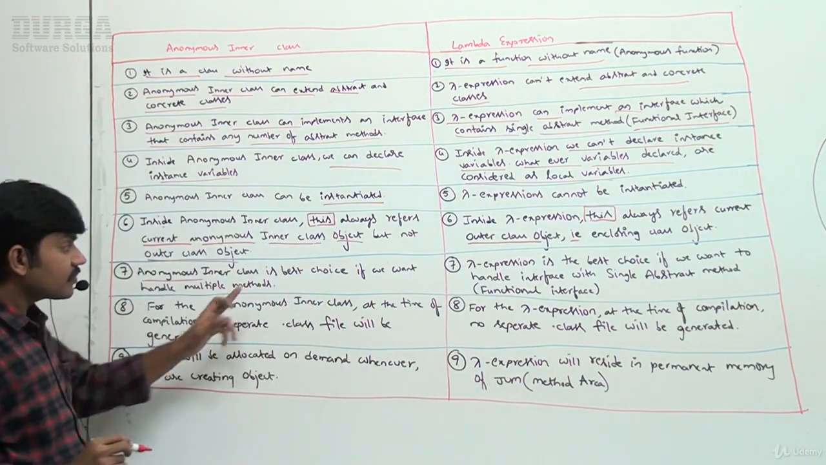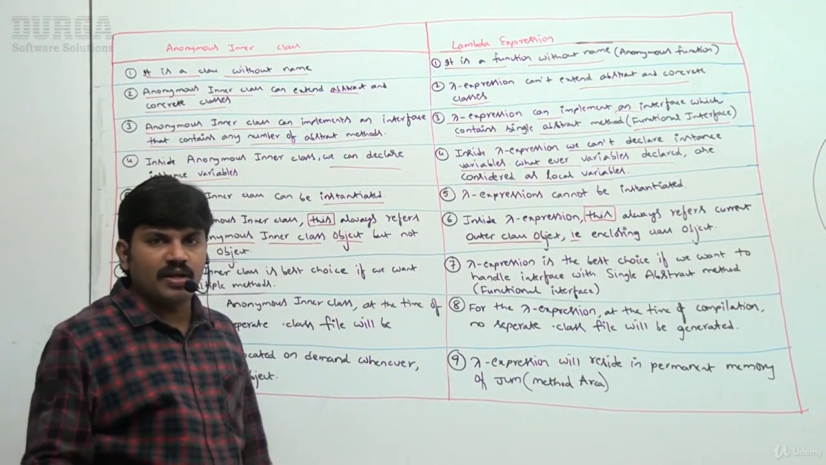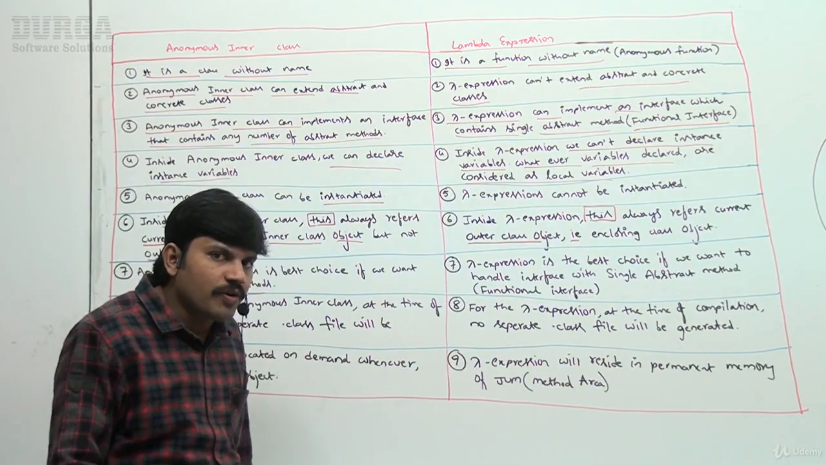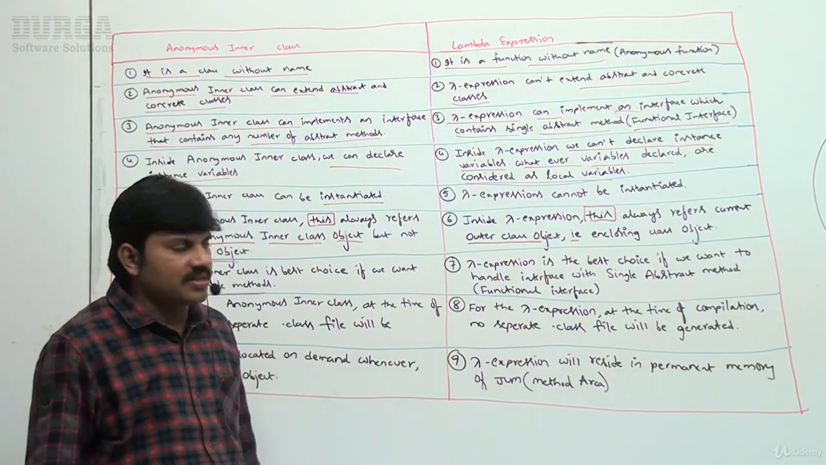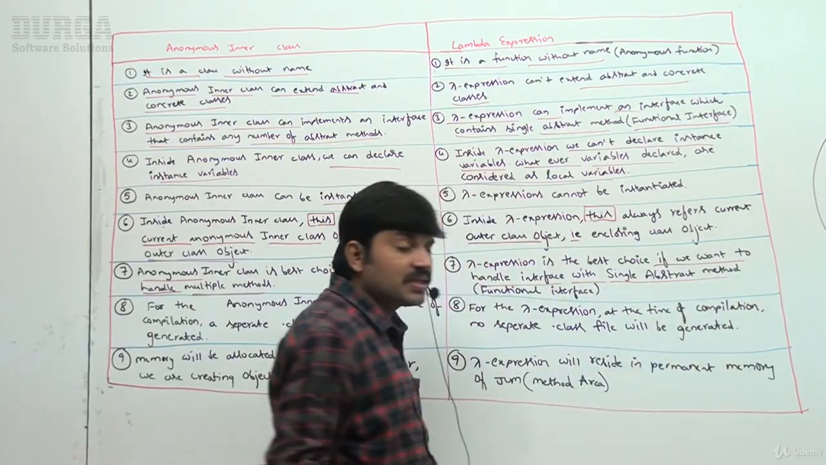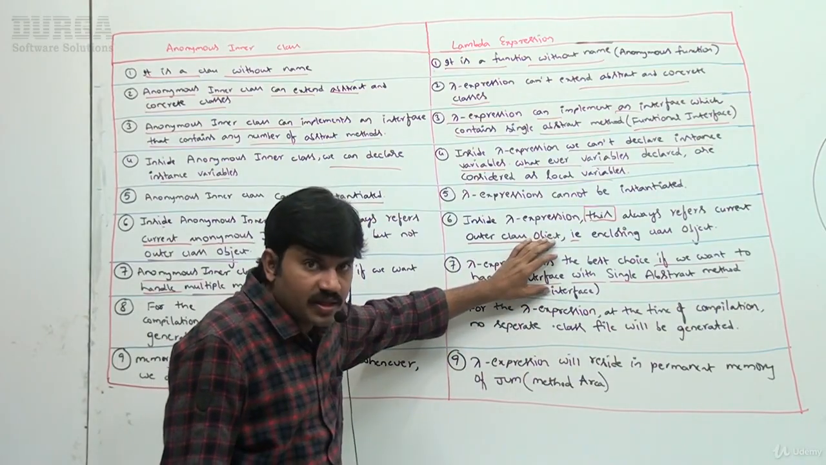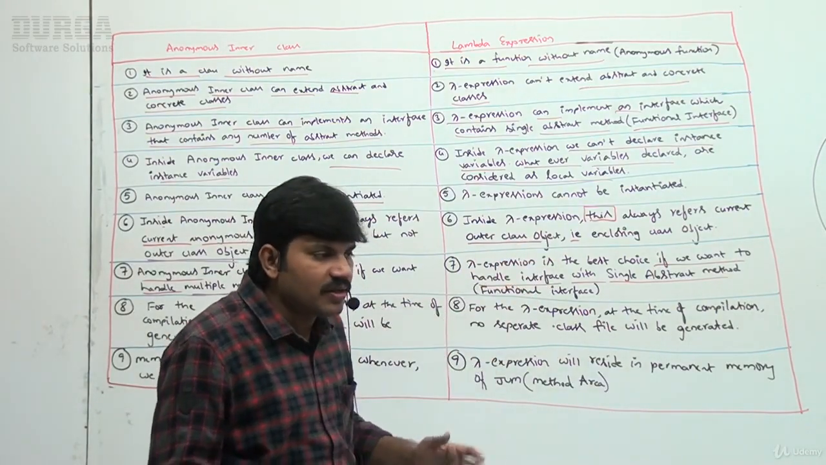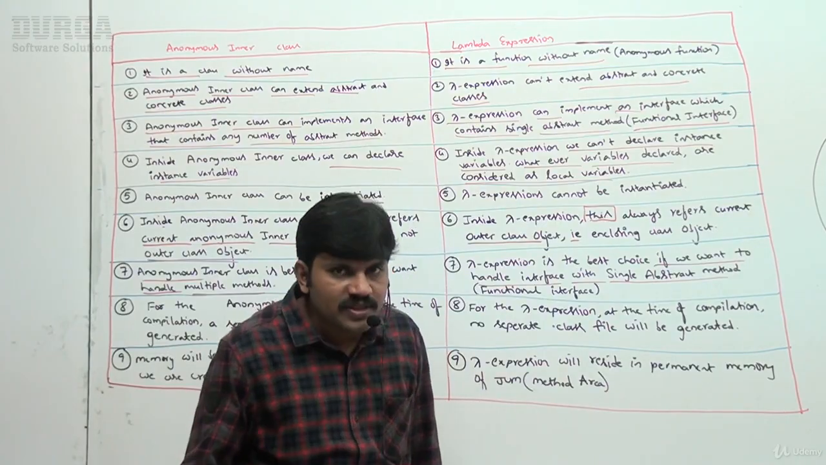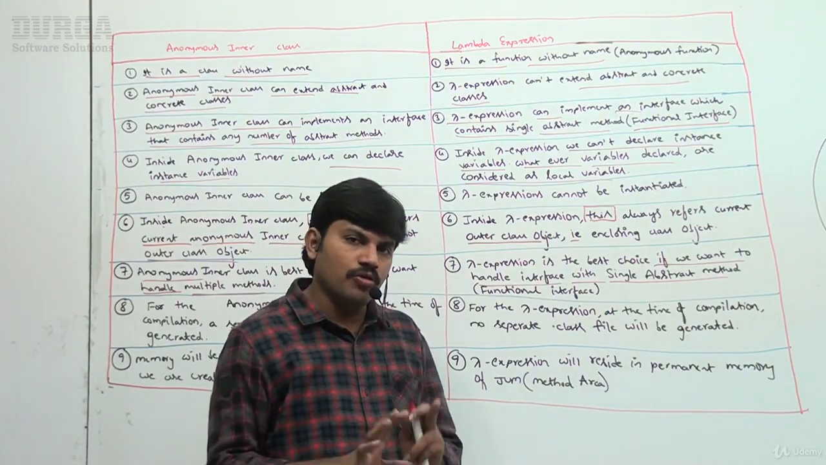An anonymous inner class is the best choice if you want to handle multiple methods. Sir, if I want to implement an interface which contains 4 or 5 methods, multiple methods, better to go for an anonymous inner class, because you can't use lambda expressions there, right? But a lambda expression is the best choice if you want to handle an interface with a single abstract method. Such types of interfaces are called functional interfaces, right? So if there is a functional interface, then only we can go for lambda expression. Sir, if you want to use an anonymous inner class, the interface need not be a functional interface. It can contain any number of abstract methods, no problem at all.